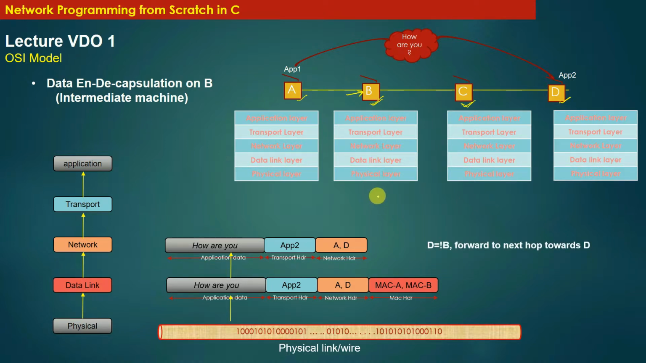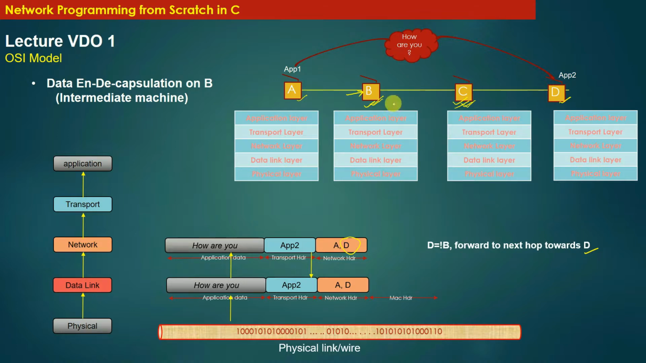So network layer on the machine B will check that the destination machine that is specified in the network header is not equal to machine B. That is, machine B now knows that this packet is not for me. Therefore, machine B decides to forward the data to the next hop towards D. Now, which is the next hop machine which leads to machine D from machine B? Such a next hop is machine C. So network layer on machine B ships the data back to the data link layer.